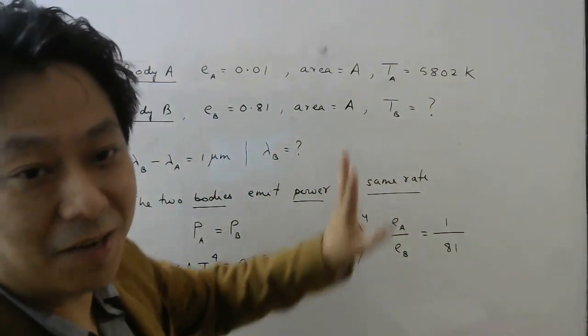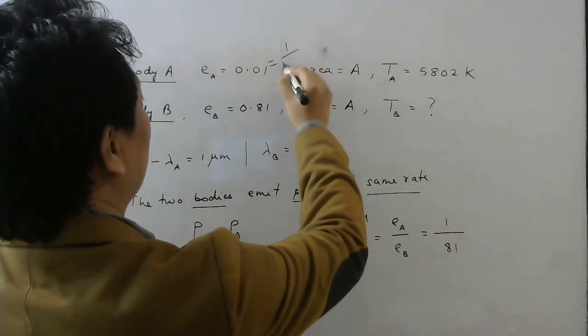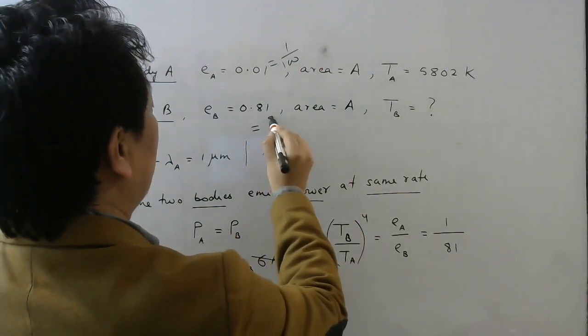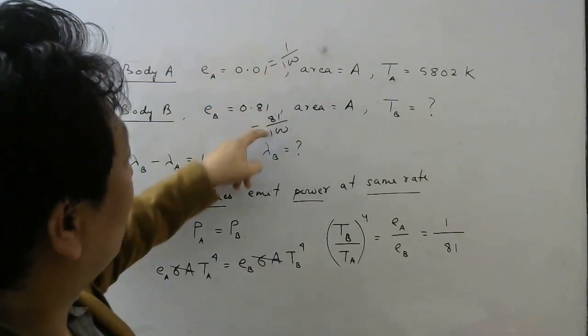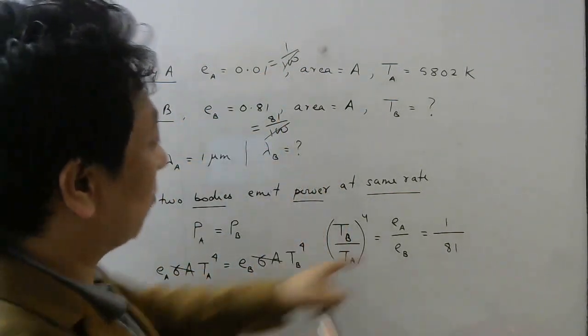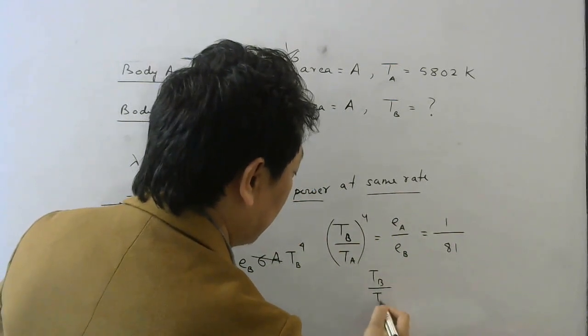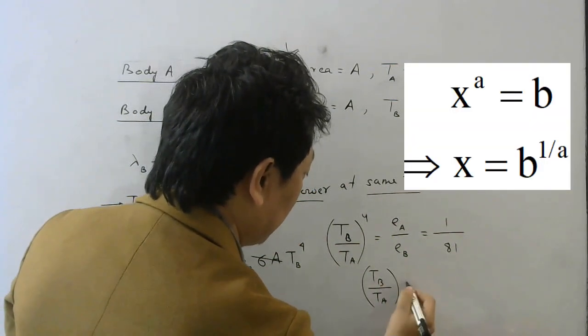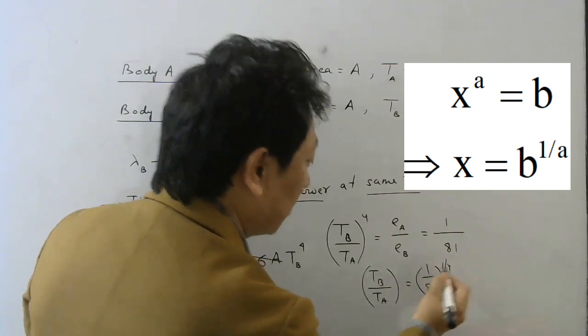So 100 by 100 by 100 will cancel. You got my point, right? This can be written as 1 by 100. This can be written as 81 by 100. So when you divide these two, 100 will cancel. So you will get 1 by 81. So this will give you T_B by T_A will be equal to 1 by 81 power 1 by 4.